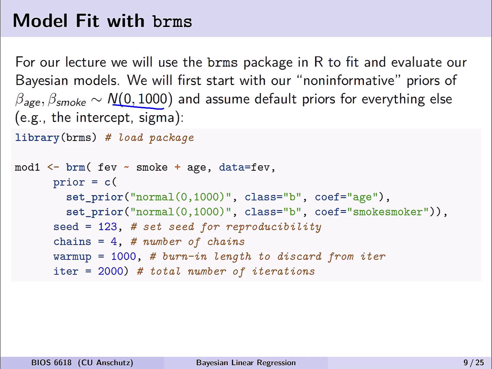Now, we'll break down the code here for just a second to tie in some of those concepts from the intro to Bayes lecture from before. The first thing we'll do is load that brms package, and then we'll use the brm function to fit our Bayesian linear regression model. Here in this top row, the syntax is very similar to LM or even the GLM model, where we have FEV tilde smoke plus age, and we then specify the data set.